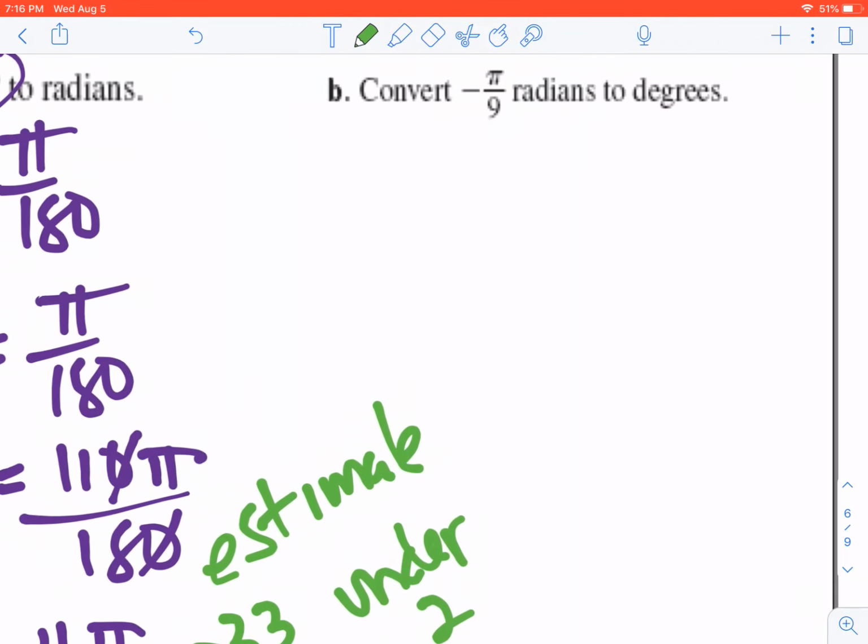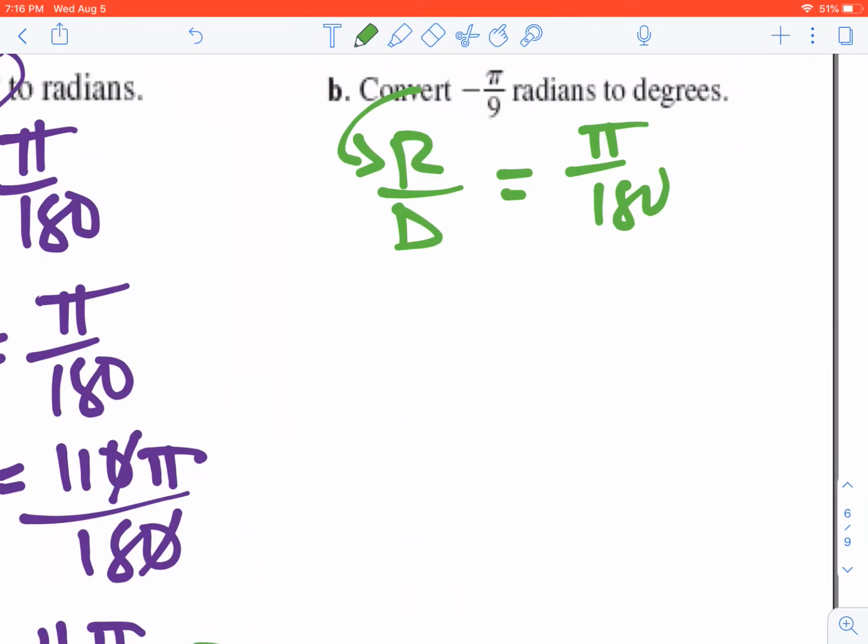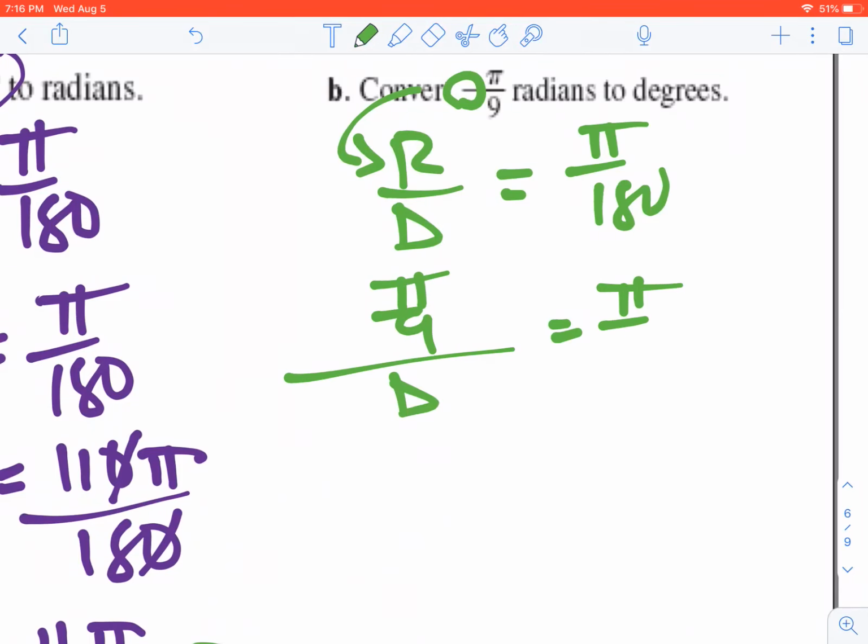All right, let's convert negative pi over 9 into degrees. I can use my proportion. Radian over degrees equals pi over 180. This is a radian measure. Please note that I know this is negative. There is nothing special about it. You're just going to keep the negative in your final answer. So I have pi over 9 over degrees is equal to pi over 180.